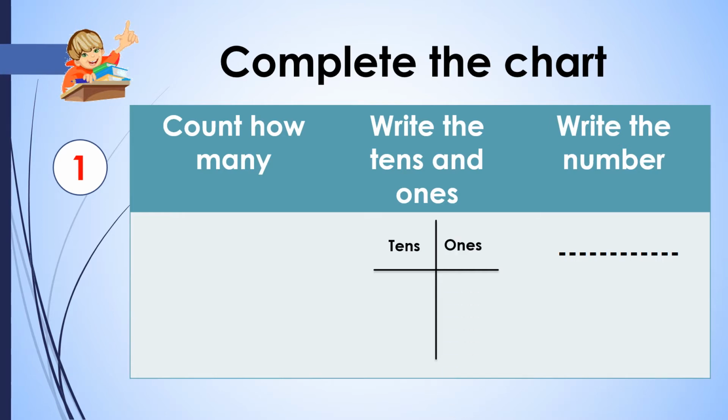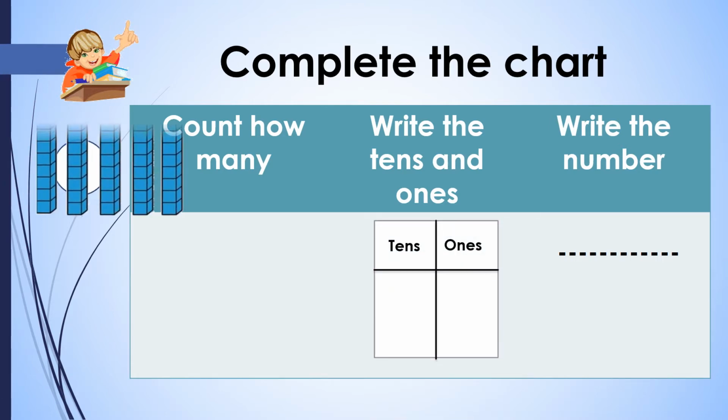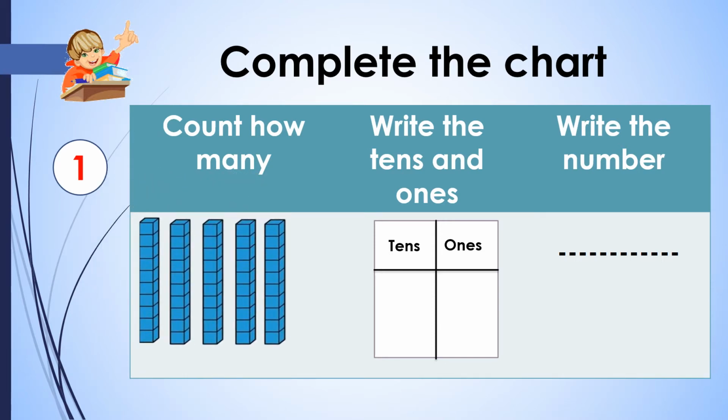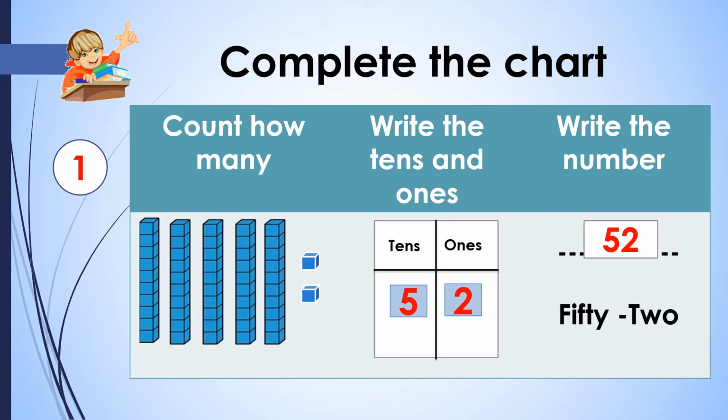Tens, ones. Look. Count 1, 2, 3, 4, 5. How many tens are there? 5. Let's count the ones. 1, 2. How many ones are there? 2. How do we write it? We write it as 52 in number and 52 in words.